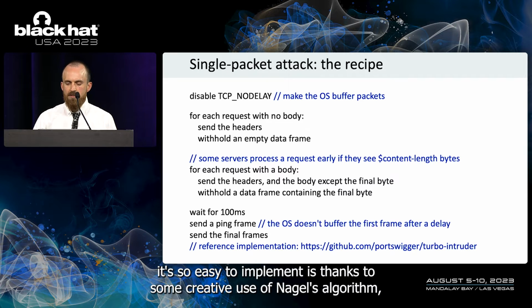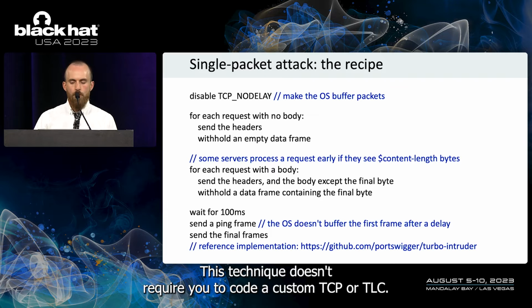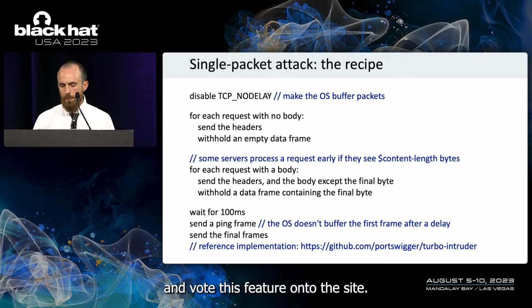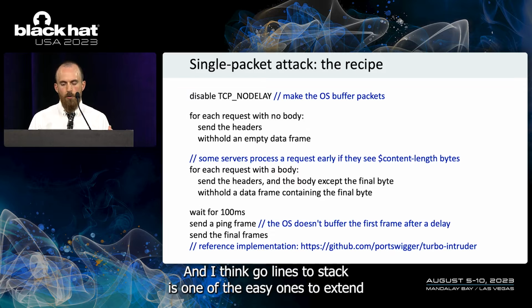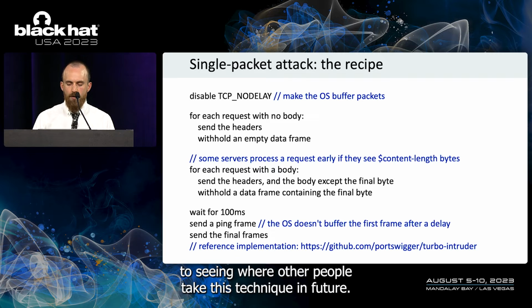The reason it's so easy to implement is that thanks to some creative abuse of Nagle's algorithm, which is present in all operating systems' network stacks, this technique doesn't require you to code a custom TCP or TLS stack. You can just take a HTTP2 library and bolt this feature onto it. If you're tempted to make your own implementation, I'd say go for it, and I think Golang's HTTP2 stack is one of the easy ones to extend in this manner. And I'm really looking forward to seeing where other people take this technique in future.